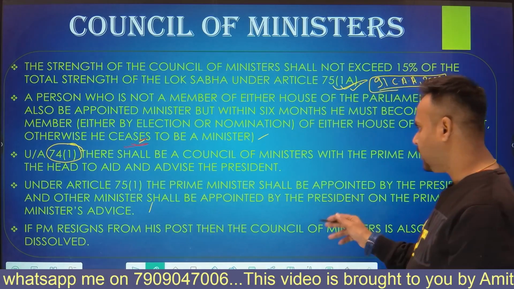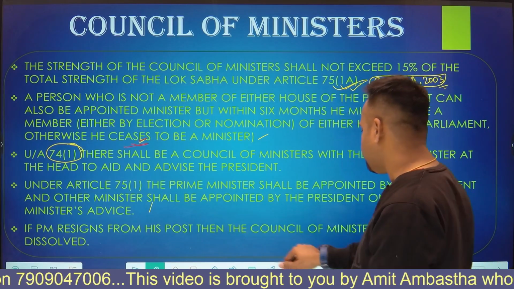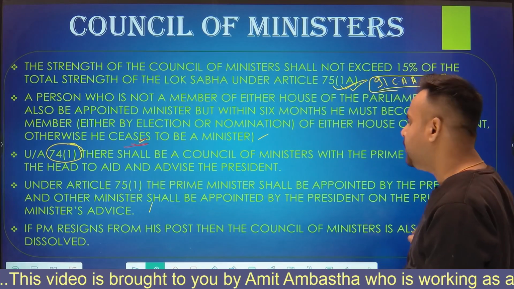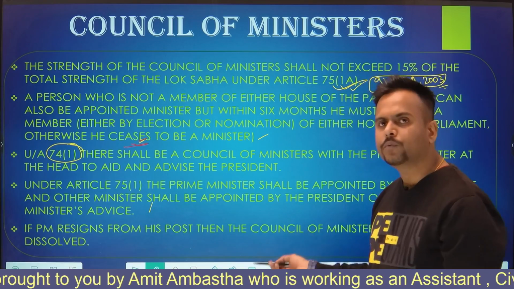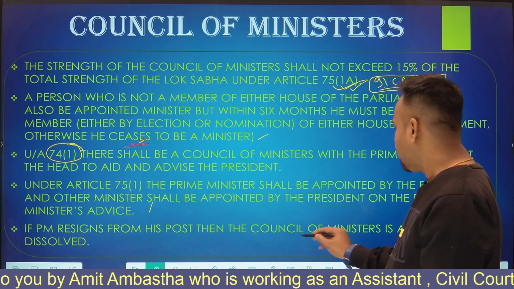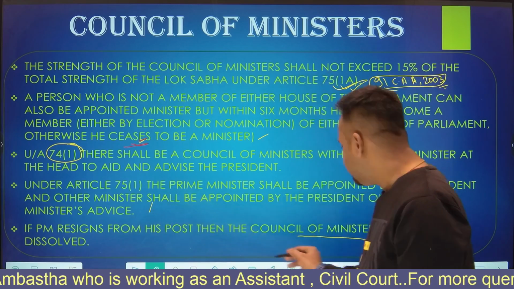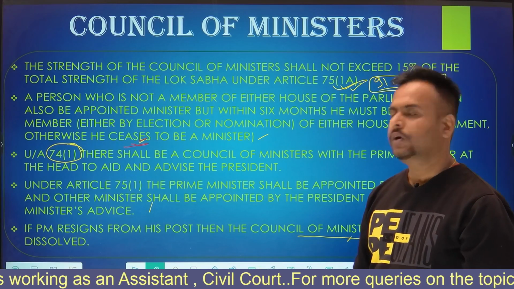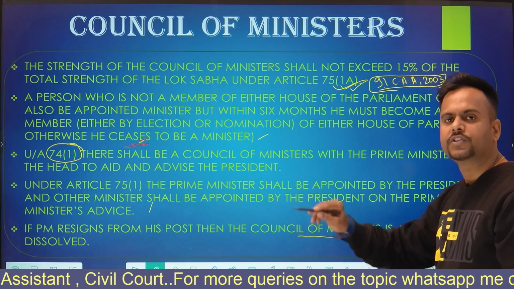Now see the next point. What happens if the PM resigns from his post? If the PM resigns from his post, then the Council of Ministers is also dissolved. It is very clear. You don't need such explanation. Why? Because the PM is the head of the Council of Ministers. So if the PM resigns, then definitely by virtue the Council of Ministers is also dissolved. You don't have to ponder much on these topics.